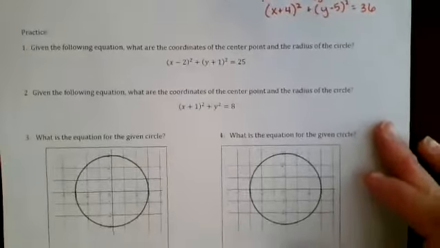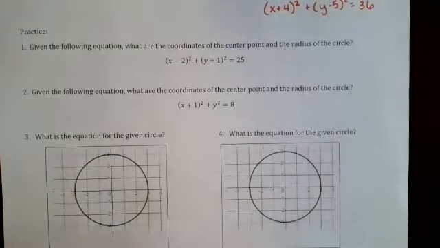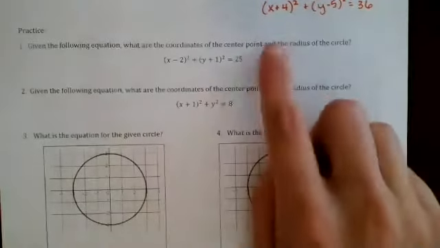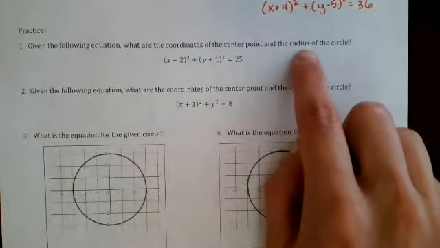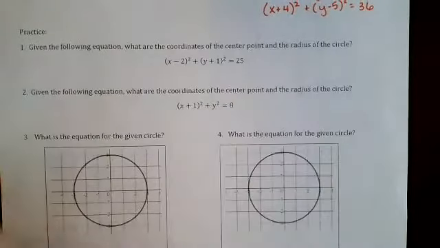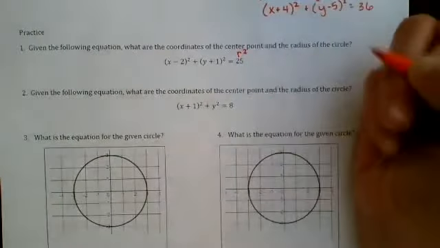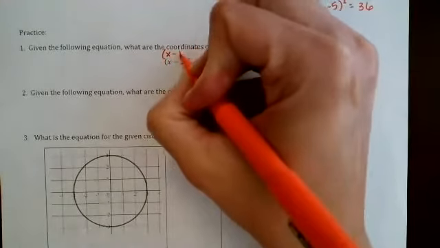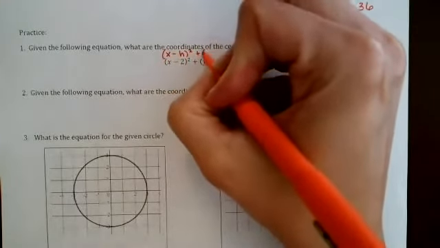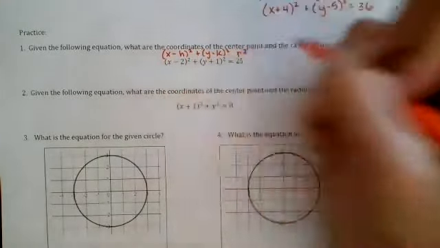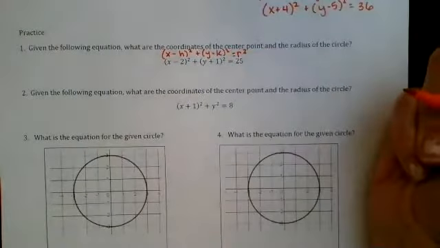Okay, we've got a few practice problems here to do for this section. Given the following equation, what are the coordinates of the center point and the radius of the circle? So we're going to keep in mind the equation that we just talked about. We know that this is r squared. Our equation says (x - h)² + (y - k)² = r².